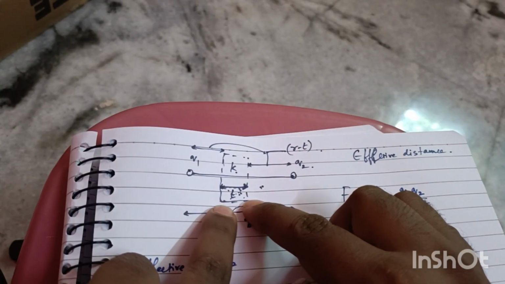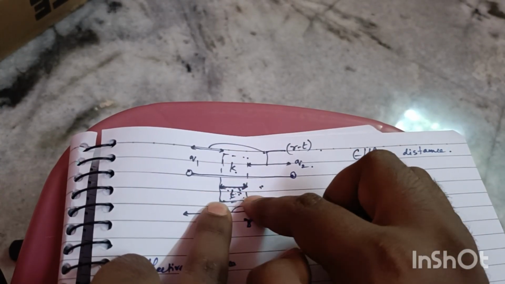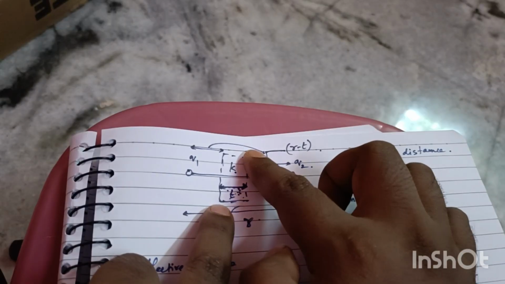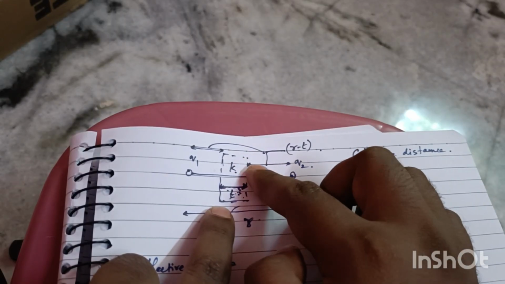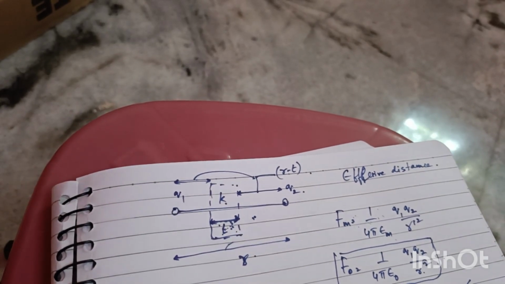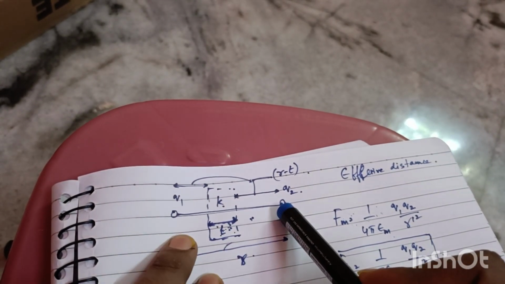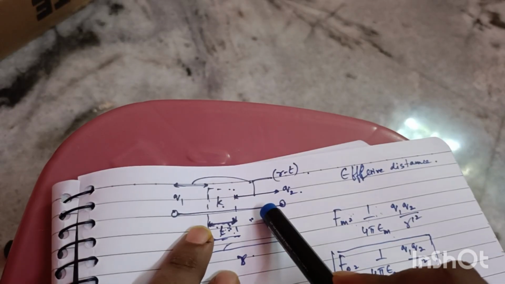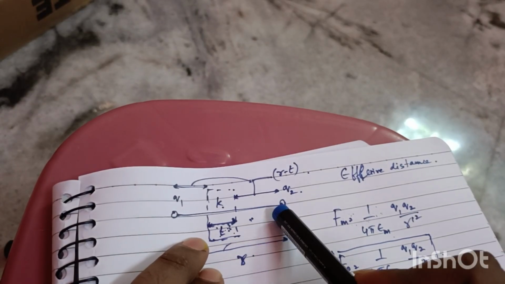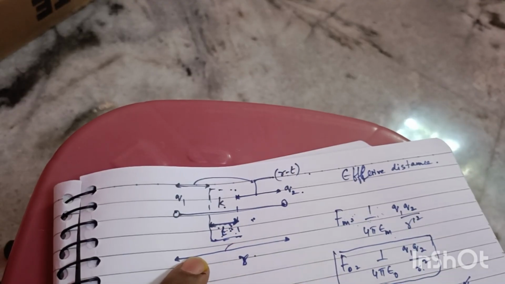So how am I interpreting this? Whatever the force acting between two charges when there is a medium here, the medium thickness is t, and the distance between the charges is actually r. So the air medium occupies a distance of r minus t, and the medium thickness is t.